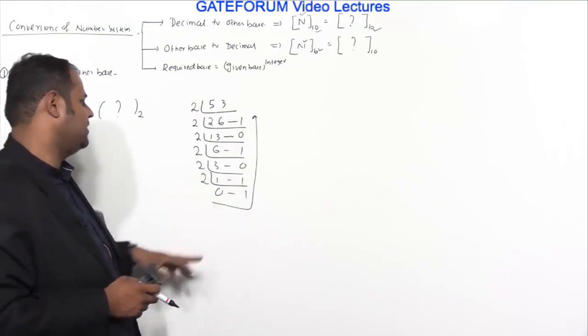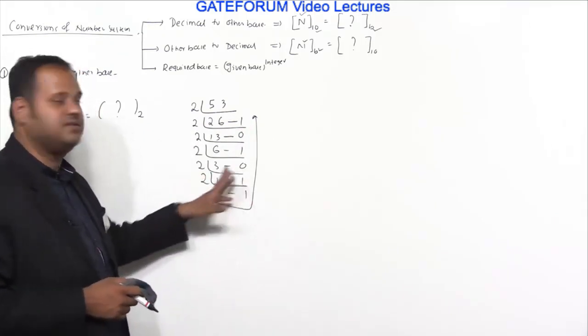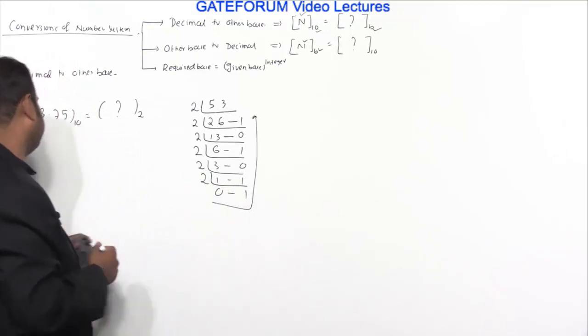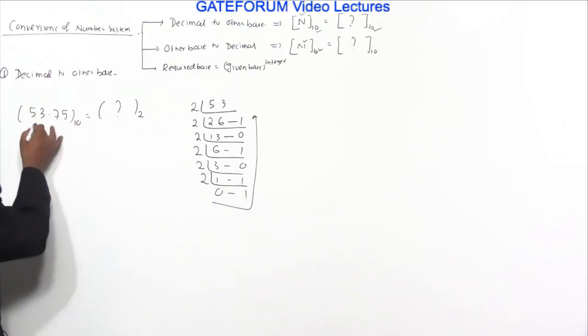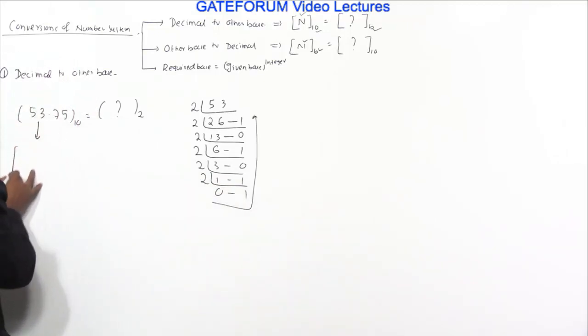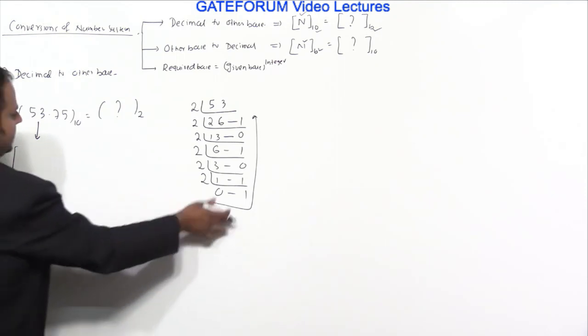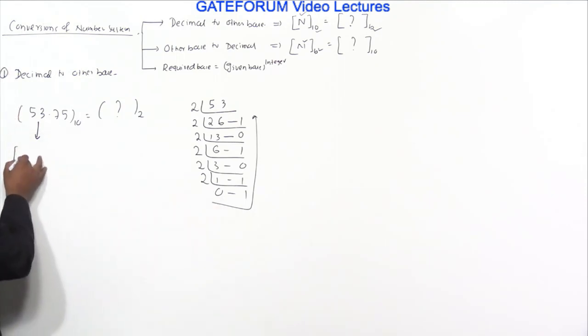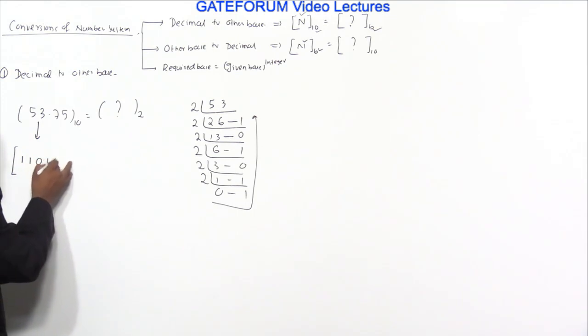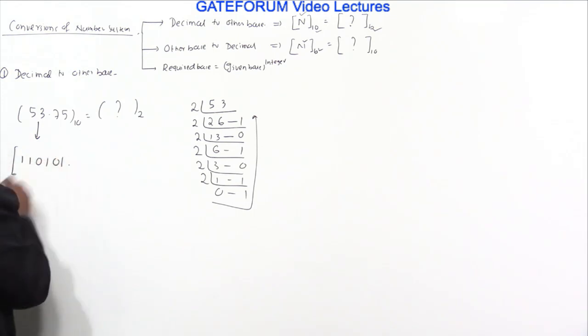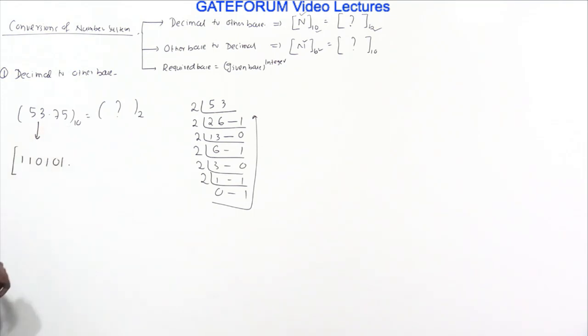So here 2 1 2, so 1 is left. Again it is 0 1. So if somebody asks me what is the binary equivalent of 53, you write it like this. You can skip that 0. Otherwise 1 1 0 1 0 1 dot. So this is the integer part.